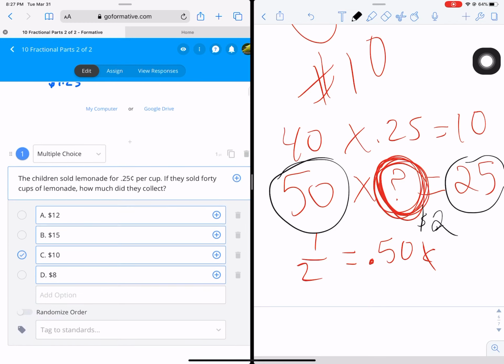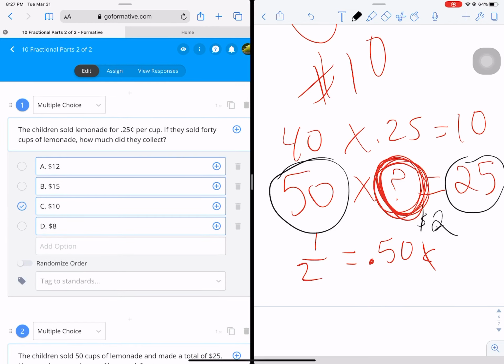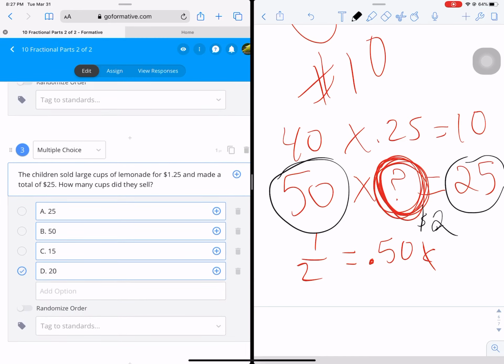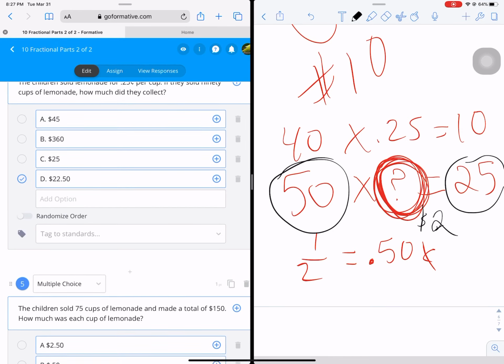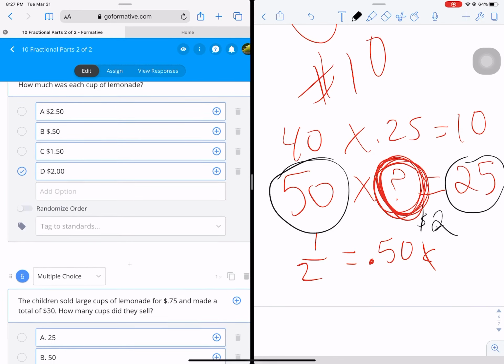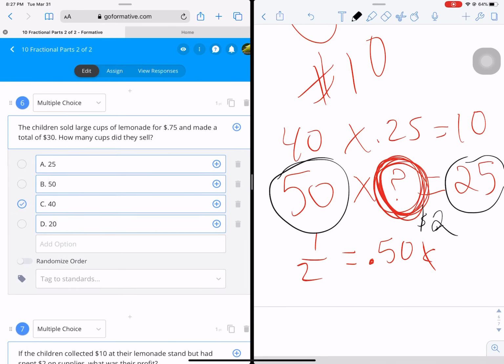So when you go down here and you look at number 1, number 2, number 3, even 4, they're going to match those same things we just did. Here's number 6. They sold for 75 cents each cup, and they made a total of $30. How many cups did they sell?